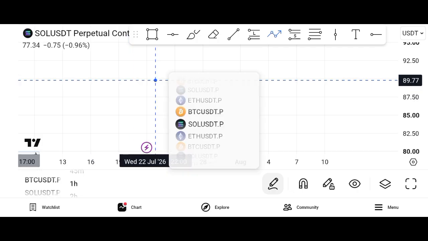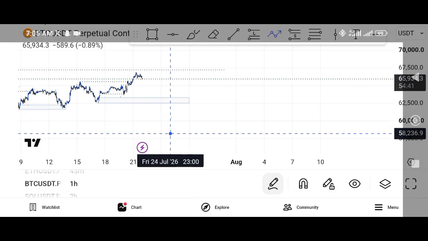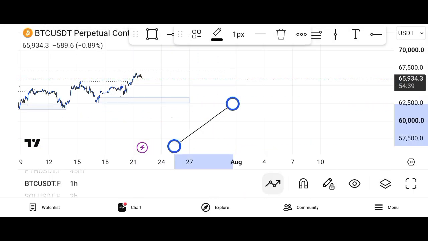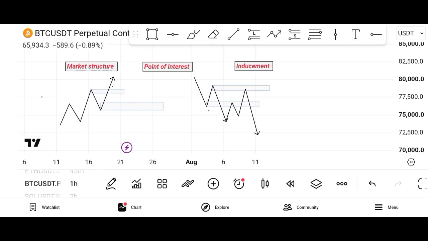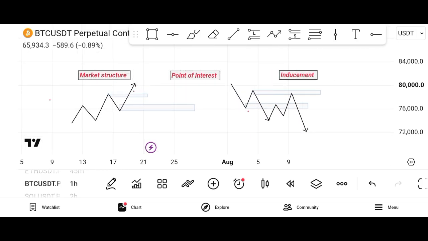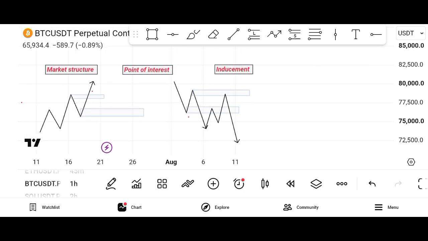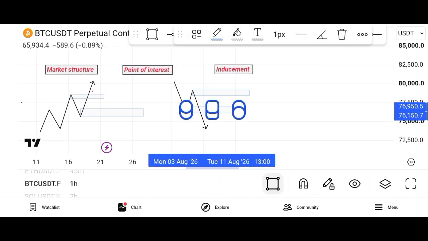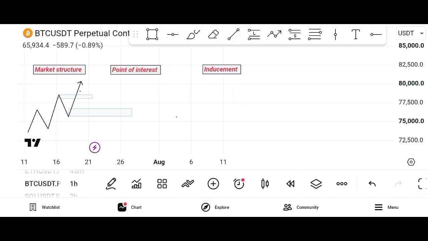So let me go back to our previous chart here. So looking at these things now, you already understand the order block level and the breaker block level here. And these are the criteria. These are the two criteria you watch out for. Now, the next thing you want to watch out for is your inducement.